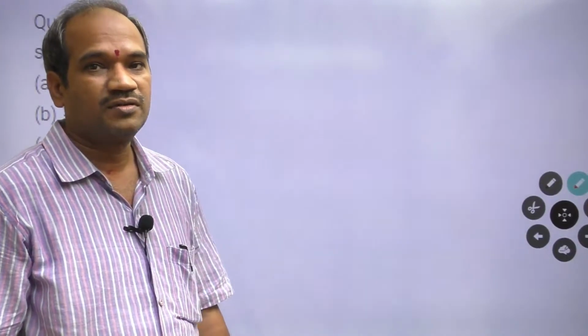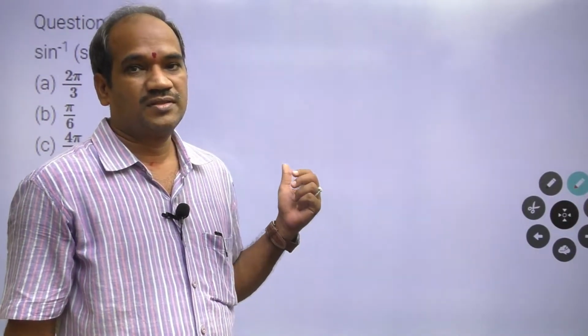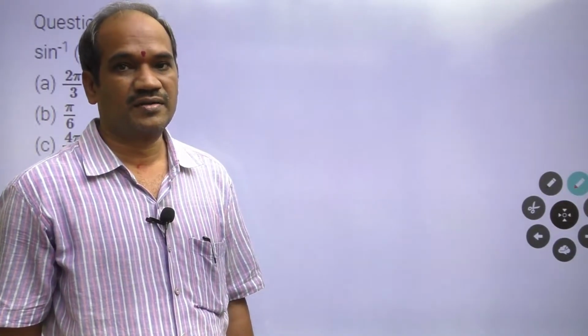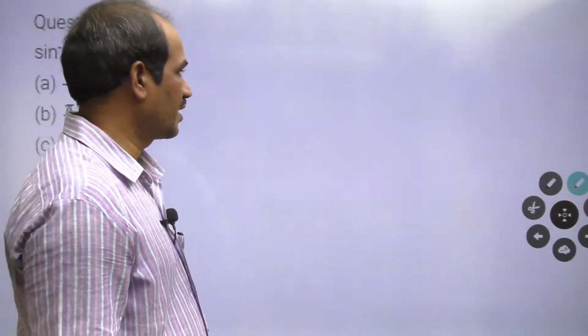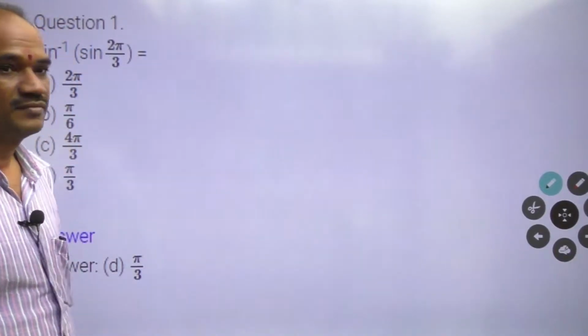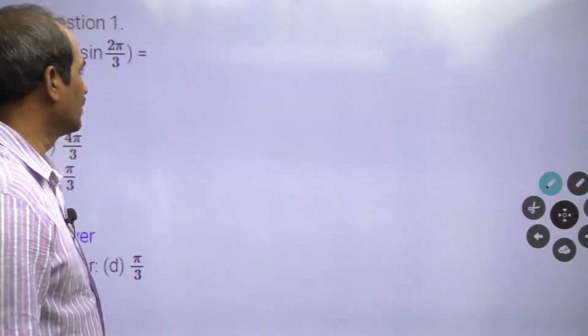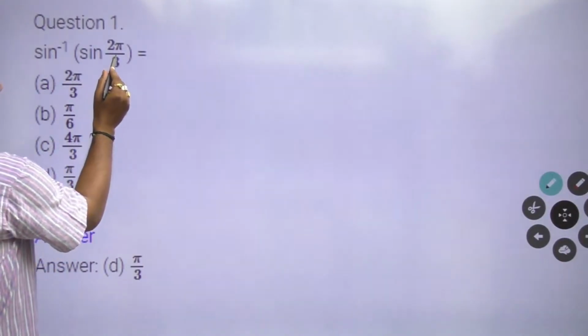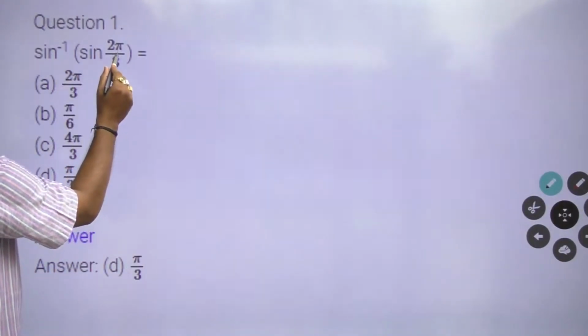So here today, objective problems. Today's objective problems. In this first chapter, inverse trigonometric functions. In this first question, sin inverse of sine of 2 pi by 3.